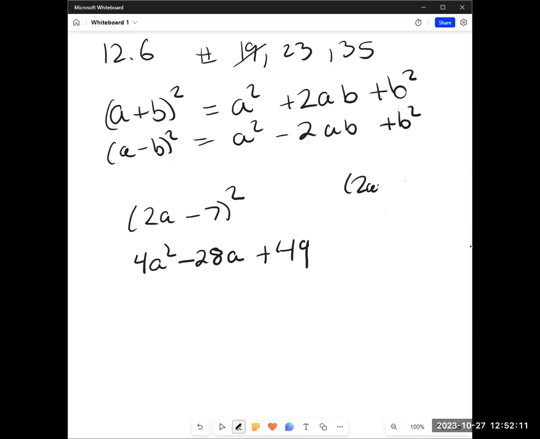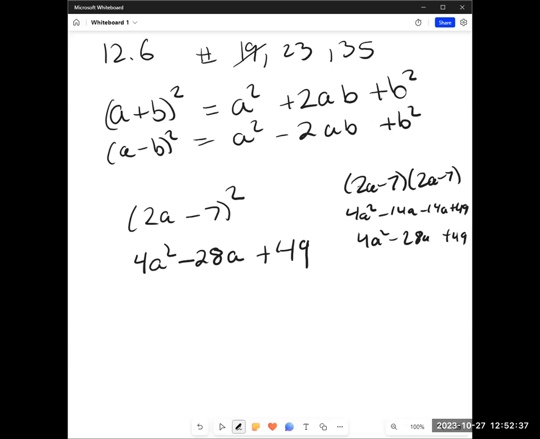Again, if you want to see it out the long way, 2a times 2a is 4a squared. 2a times negative 7 is negative 14a. Negative 7 times 2a is negative 14a. And negative 7 times negative 7 is a positive 49. 4a squared minus 28a plus 49.